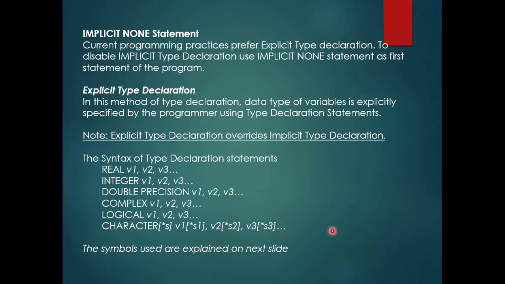Then there is the implicit none statement. If you want to disable implicit type declaration, in that case we can use this implicit none statement, and it has to be written as the first statement in the program.